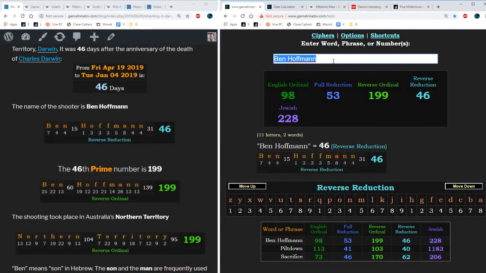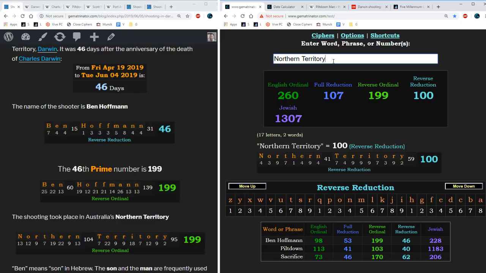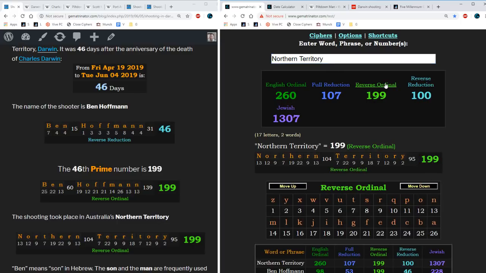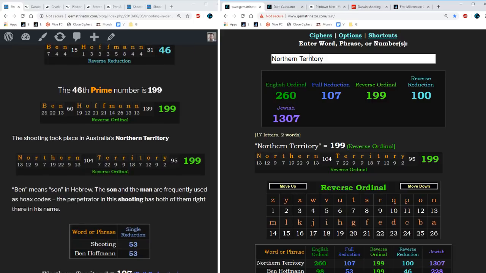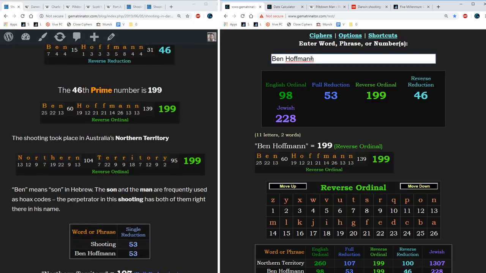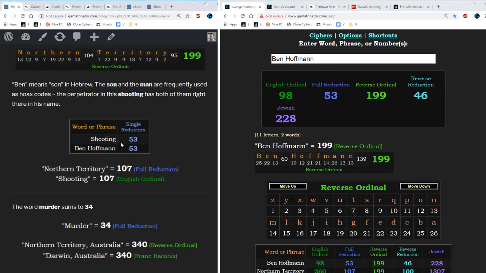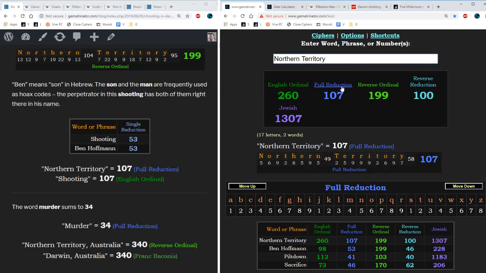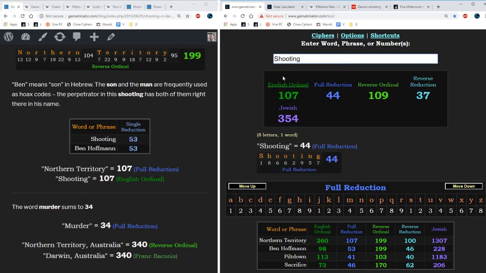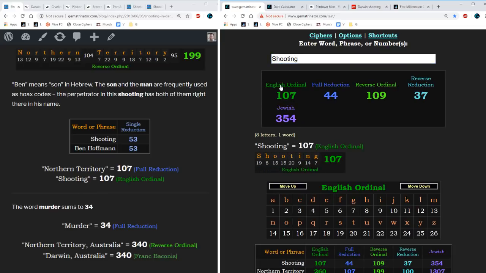This shooting is said to have occurred in the Northern Territory. Notice how Northern Territory also sums to 199 in that same cipher. Furthermore, Ben Hoffman sums to 53 in reduction. This is the value of shooting with the S exception. Northern Territory also has a 107 value, just like the ordinal sum of shooting.